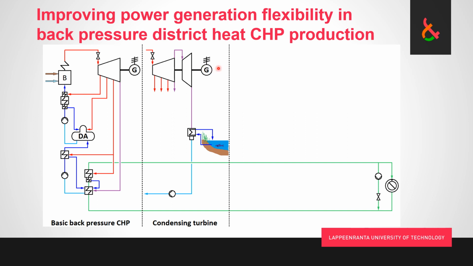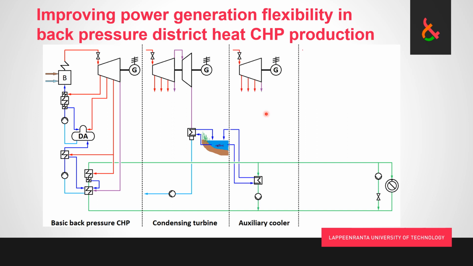Now, a little bit cheaper, actually not a little bit, but a lot cheaper version of the same general idea is that we don't actually add anything to the turbine, but we simply add a way of artificially increasing our heat load when we want to. And we do it by adding an auxiliary cooler. So basically just a heat exchanger that we create an additional heat load with.